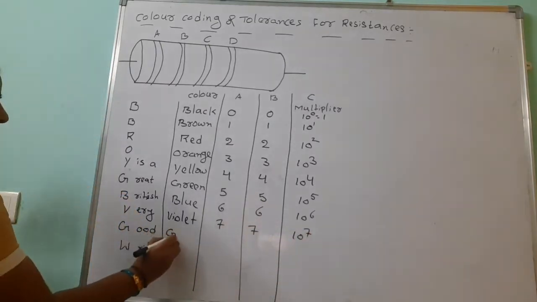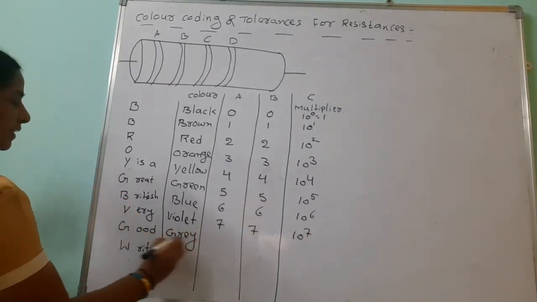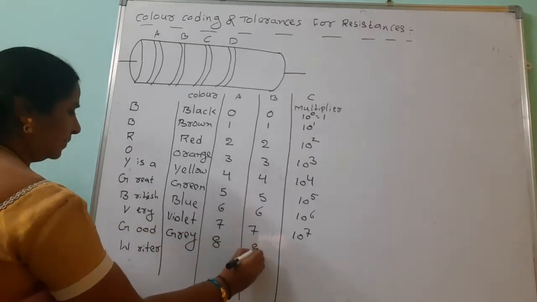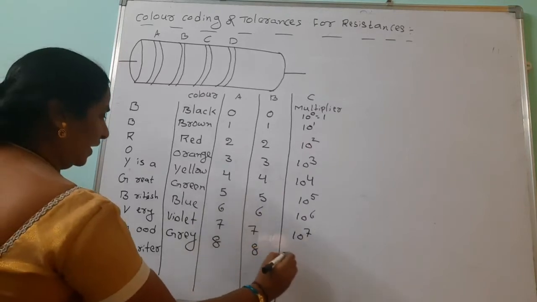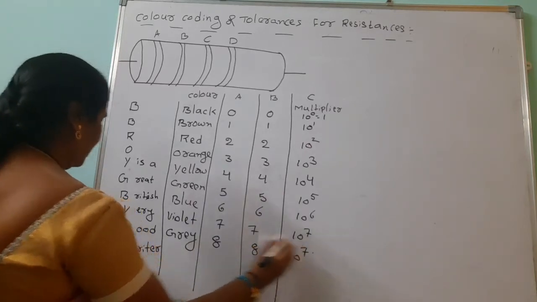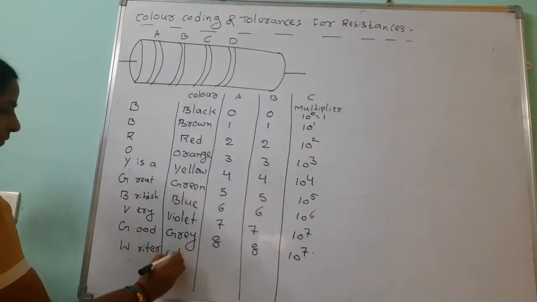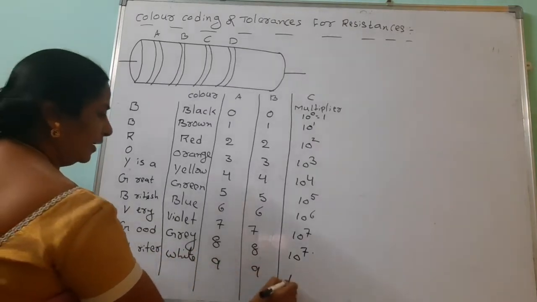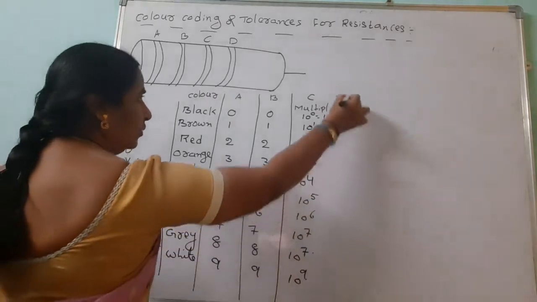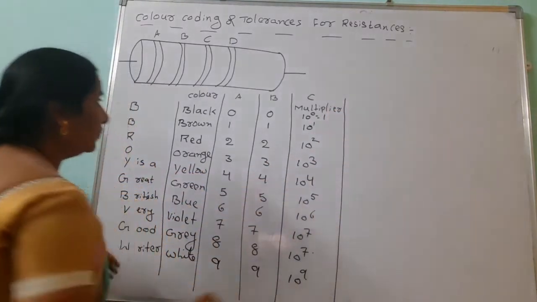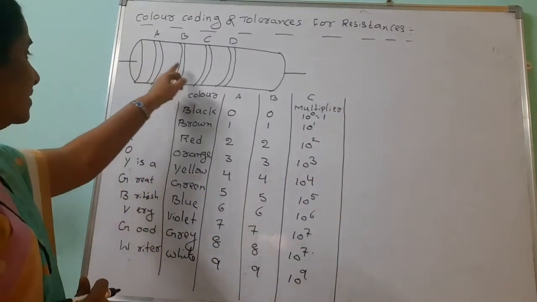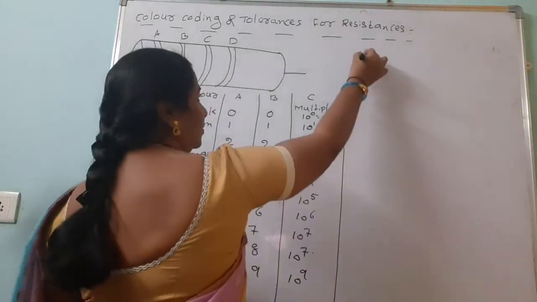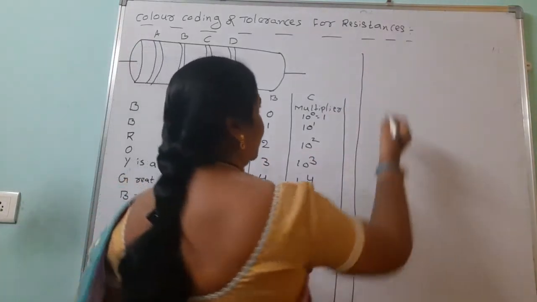Then this is grey. Based on the color, we should say the value of that resistance. These are used in electronic devices. White is 9, 10 to the power of 9. Based on this we give the code. This is A, this is B, this is C, and this is D. Let us discuss a few examples.